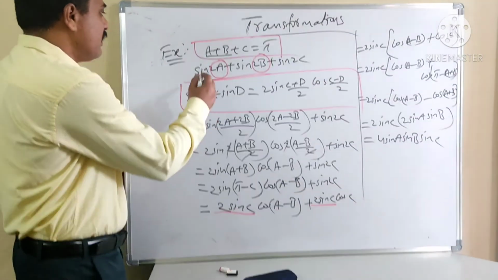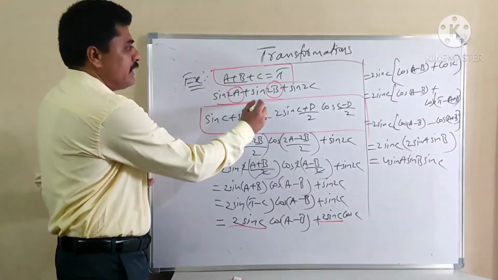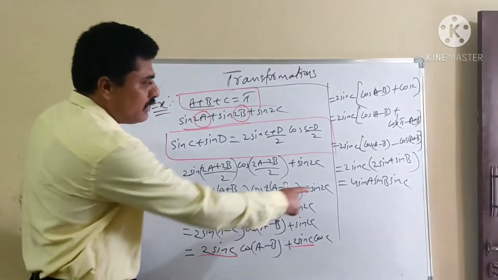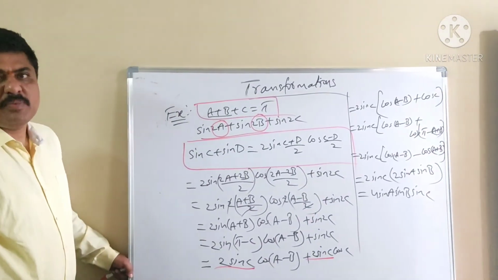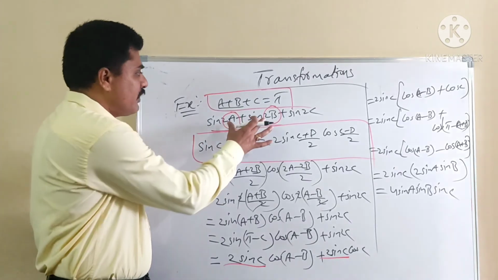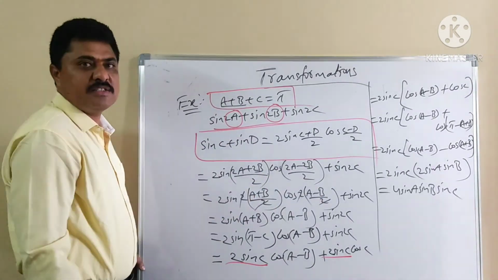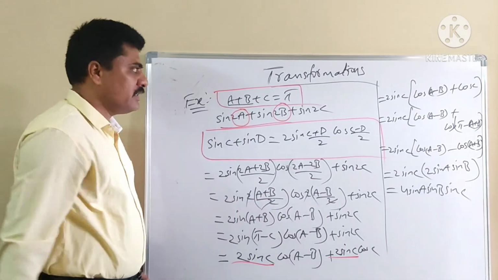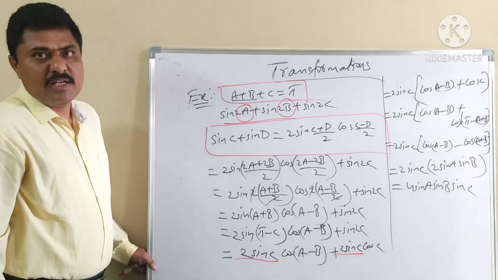Your question will be given: prove that sin 2A plus sin 2B plus sin 2C is equal to 4 sin A sin B sin C. So from the LHS, I have proved the right hand side, when the sum of the angles is equal to 180 degrees.